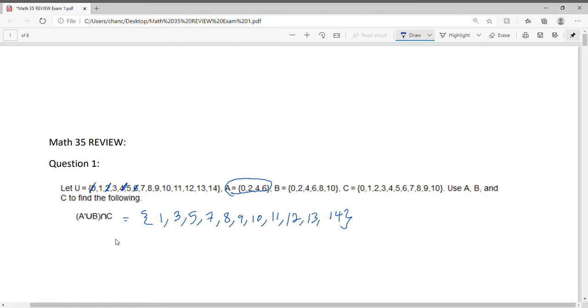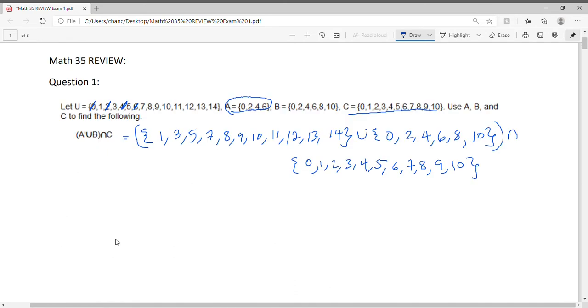I'm going to union that with set B. Set B is 0, 2, 4, 6, 8, and 10. And now after that, we're going to have to intersect that with set C. And set C is 0, 1, 2, 3, 4, 5, 6, 7, 8, 9, 10. So I'm going to intersect that with this set.